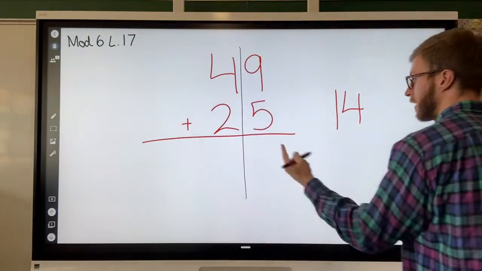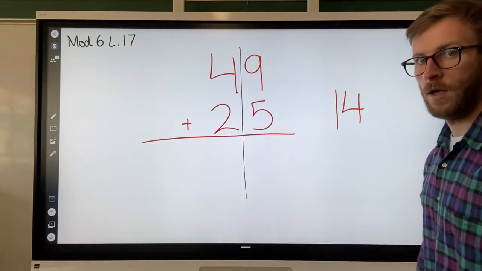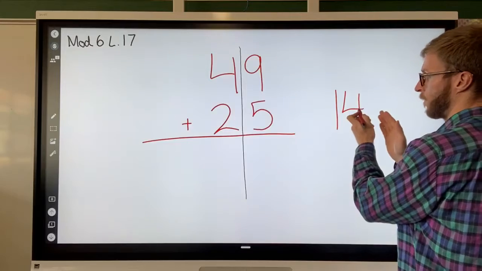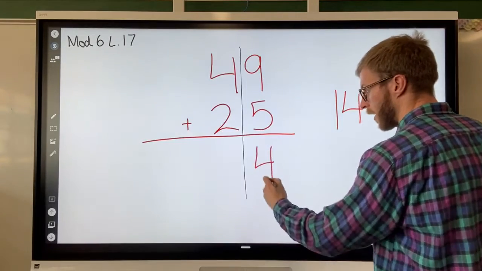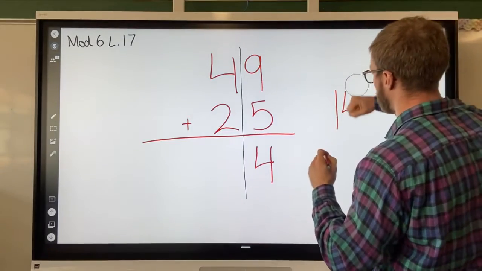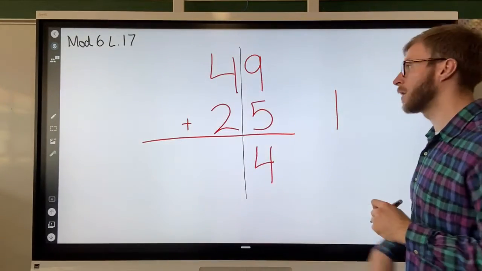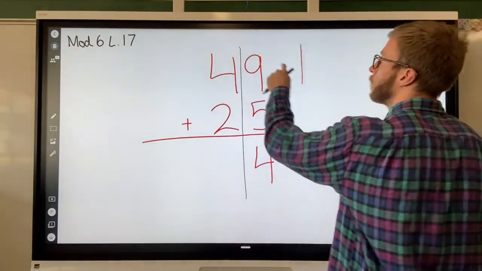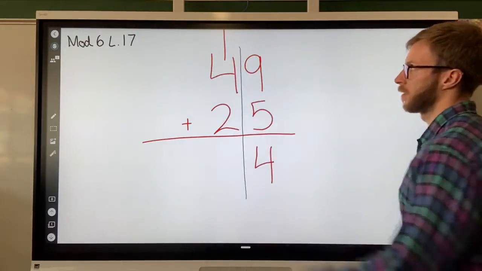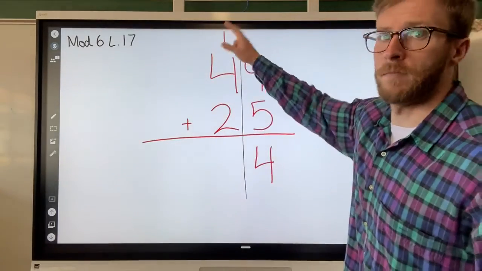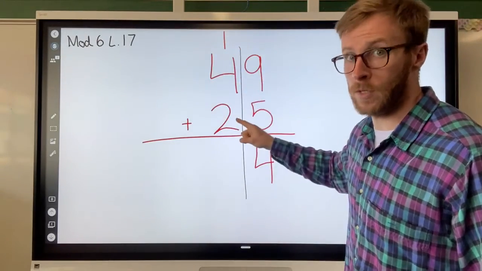Can I write 14 into this space? No, I cannot. I take however many ones there are, which there are 4, and I write 4 there. All right, so I used our ones. Boom. Ones are done. Now I have this 10 left. I need to take that 10, and I move it over to here. All right, so now I have 1 ten plus 4 tens plus 2 more tens.